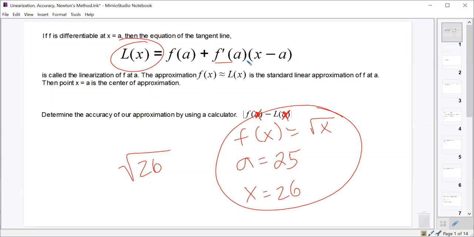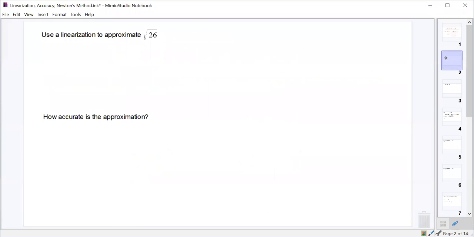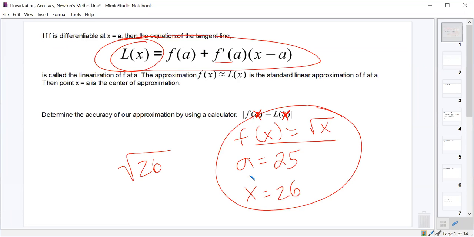Everybody good with the idea of using this tangent line approximation, this linearization, to approximate something? Oh, look, there it is, square root of 26. So let's do this. Let's say we just said f of x is square root of x, and we should probably find f prime of x. What's f prime of x? Should be 1 over 2 root x.